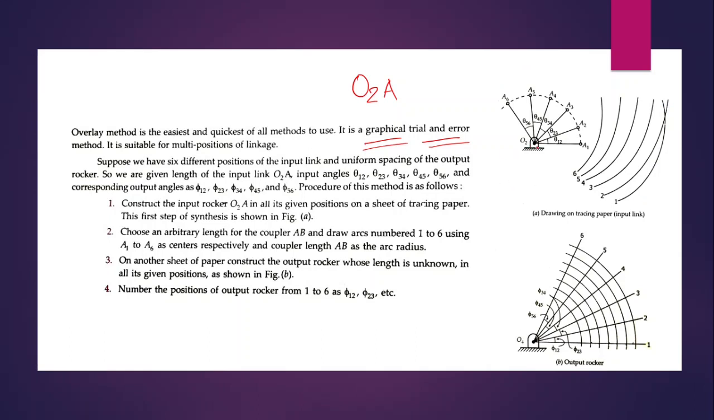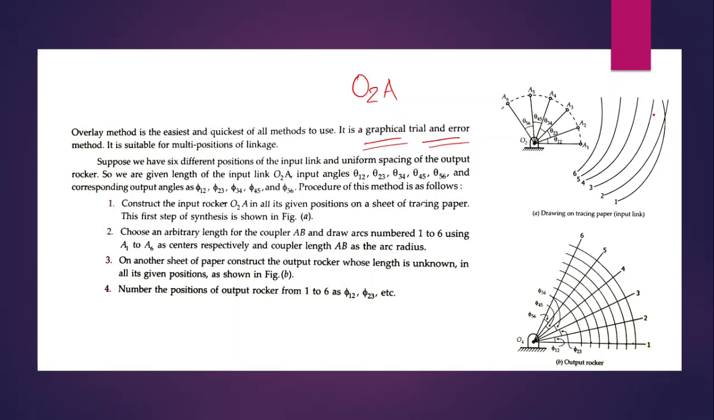First we have to draw the 6 positions of the input crank O2A. Then the second step: choose an arbitrary length for the coupler AB and draw arcs numbered 1 to 6 using A1 to A6 as centers respectively and the coupler length AB as the arc radius.